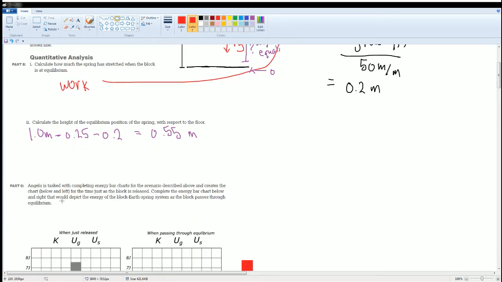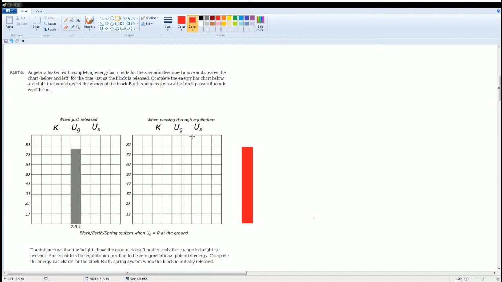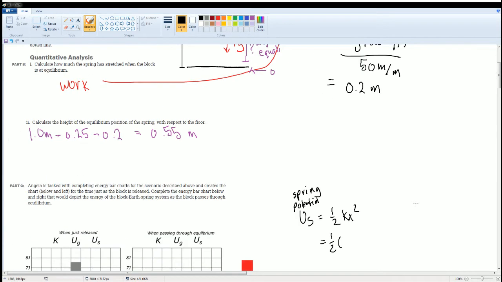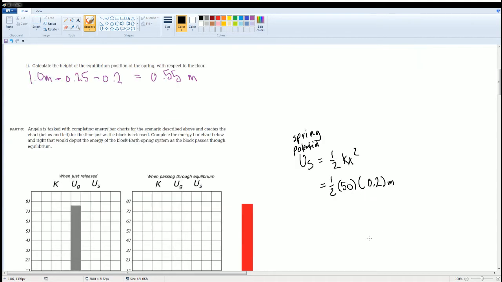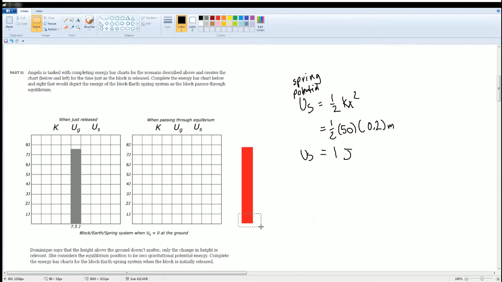Now we need to know its spring potential, so let's do that calculation right now. U_s, the spring potential, is 1/2 kx squared. That's 1/2, k is 50, and x is 0.2 meters. If you do that, you get 1, and the unit for energy is joules. So you get 1 joule. I'm going to cut this off. It should be 1 joule of spring potential.